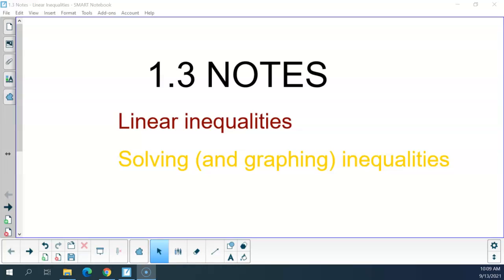So we're going to talk linear inequalities today, and we're also going to, why is my, oh, I guess it is working. I didn't see the green light, but now I see the green light.